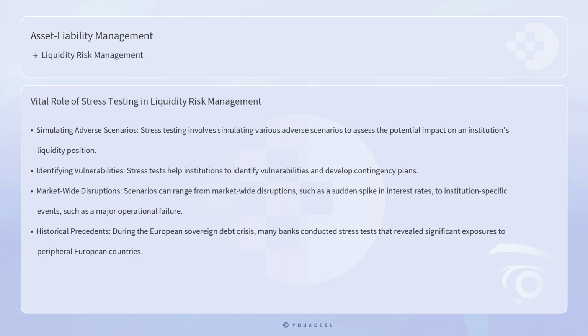Stress testing is another vital component of liquidity risk management. It involves simulating various adverse scenarios to assess the potential impact on an institution's liquidity position. These scenarios can range from market-wide disruptions, such as a sudden spike in interest rates, to institution-specific events, such as a major operational failure. Stress tests help institutions to identify vulnerabilities and develop contingency plans. For instance, during the European sovereign debt crisis, many banks conducted stress tests that revealed significant exposures to peripheral European countries, prompting them to take corrective actions to bolster their liquidity positions.